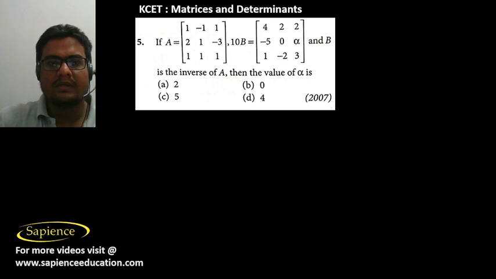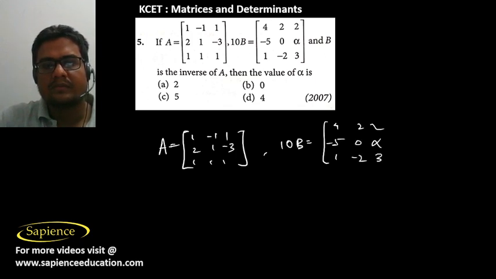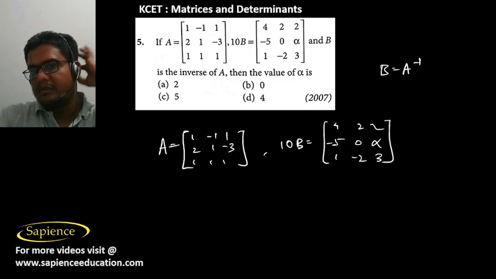Then in question number 5, it is told that the matrix A is [1, -1, 1; 2, 1, -3; 1, 1, 1], and 10B is equal to [4, 2, 2; -5, 0, alpha; 1, -2, 3], and B is the inverse of A. So B is equal to A inverse. Then the value of alpha is how much?